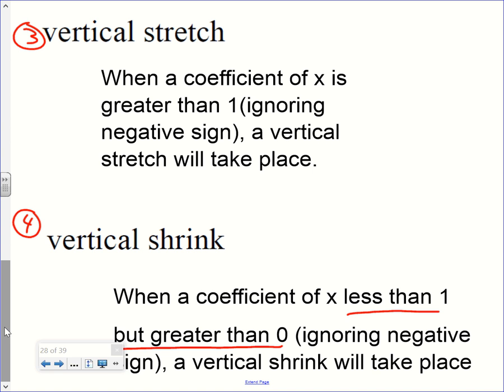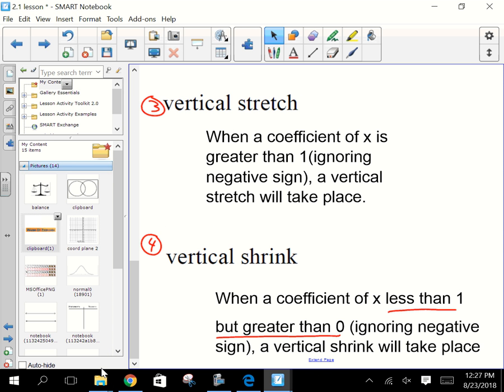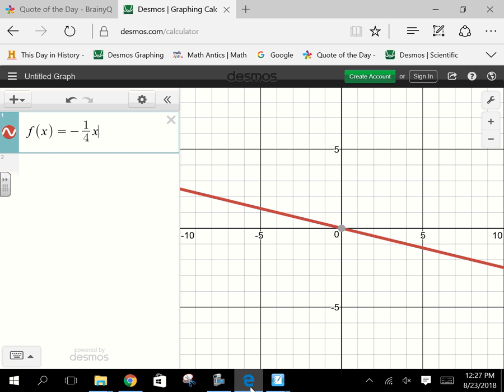And you know it's a stretch if the coefficient is bigger than 1, which is the whole number. So if it's bigger than 1, you're going to stretch that graph. If it's less than 1 but greater than 0, which is a fraction, it's going to be a vertical shrink, which is exactly what took place. Notice, I took the line and I shrunk it. That's why it's less steep. So let's go back to the notes.